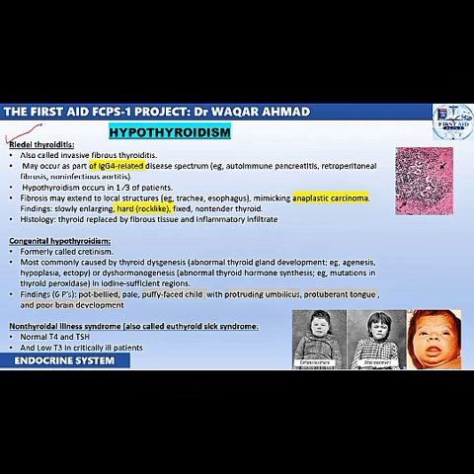The next is Riedel thyroiditis, which is also called invasive fibrous thyroiditis. Invasive because it can extend to local structures like the trachea and esophagus, similar to anaplastic carcinoma of the thyroid. And fibrous because thyroid tissue is replaced by fibrous tissue and inflammatory infiltrate shown in this image. The clinical findings will be a slowly enlarging, hard, rock-like, fixed, and non-tender thyroid.